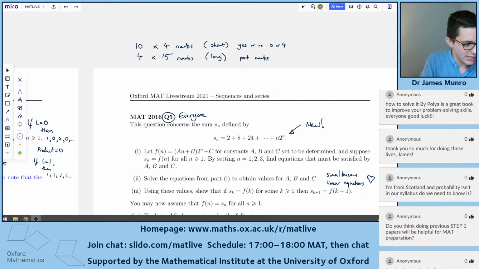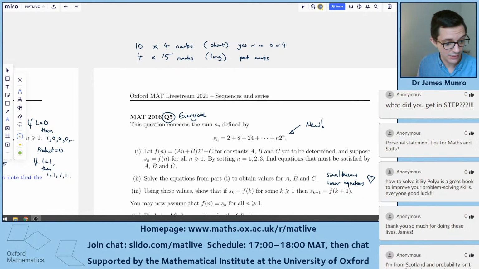How to Solve It is great. Personal statement tips, maths and stats: tell us about how much you like maths and stats. Tell us about how you're preparing for university. What did I get in STEP? I got S, S in STEP 2 and 3.